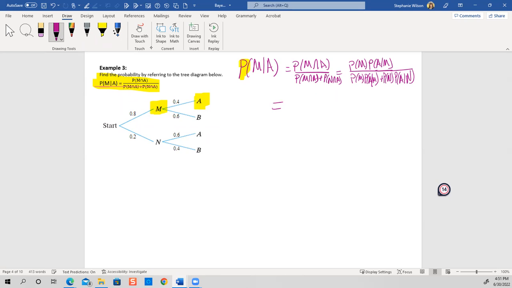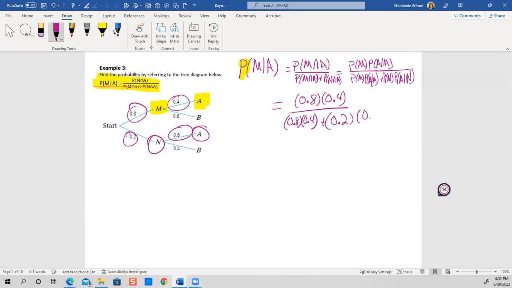Well, the probability of M is 0.8, right here, times the probability that A occurs in M. It's here. Divided by, so we're going to have that same thing here. And then we're going to add it to this here, the probability of N, which is 0.2, times the probability of A occurs in N. So let's do some math.